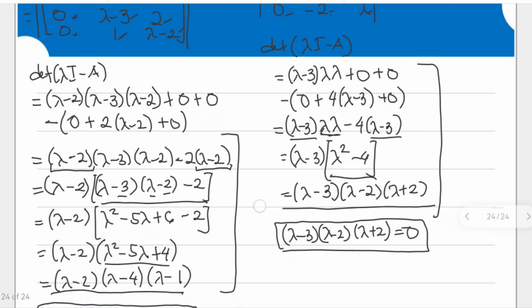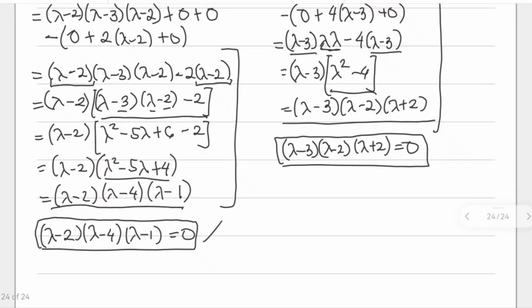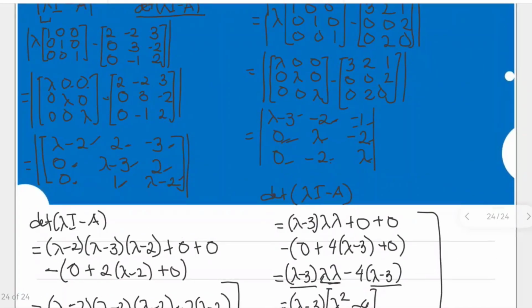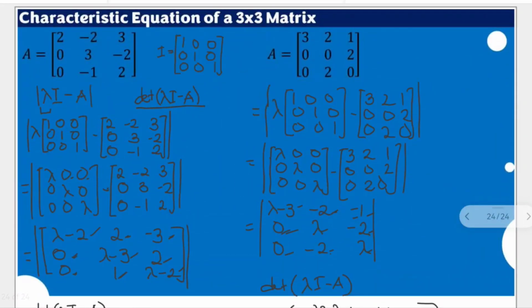But anyway, again, the purpose for this is that we're going to use these two in solving for the appropriate eigenvalues together with their corresponding eigenvectors and eigenspaces for the next few videos. But this is how we solve for the characteristic equation of the given 3 by 3 matrices.